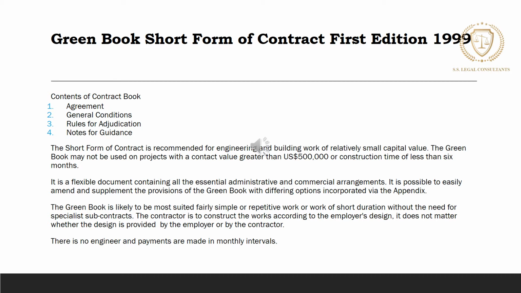In this type of arrangement, the contractor is to construct the work according to the employer's design, no matter whether the design is provided by the employer or the contractor. There is no engineer and payments are made at monthly intervals.